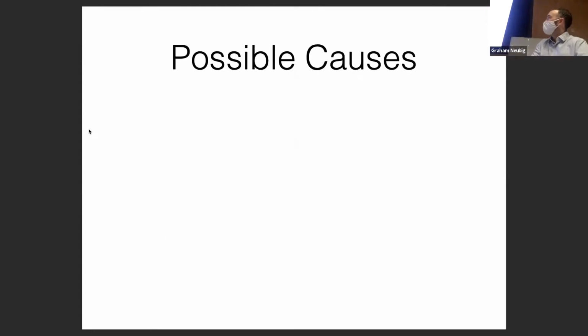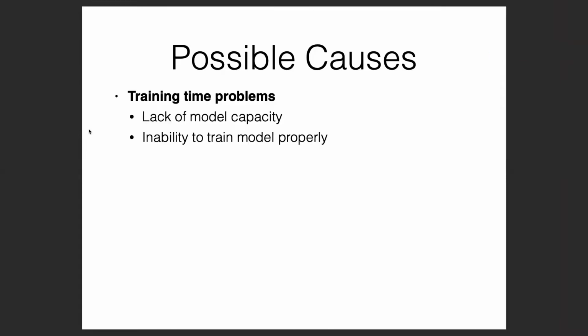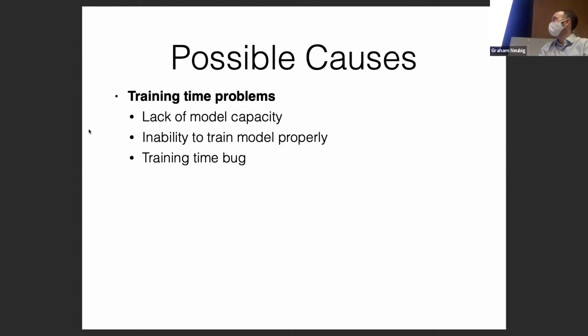Okay, so there's a number of possible causes that something could be going wrong with your NLP experiment. I've divided them into a typology here. The first part of that typology is training time problems. The first issue that you might have is that your model is not strong enough to fit your data in the first place. This could include things like lack of model capacity, inability to train the model properly because you're using the wrong training settings. It could be a bug at training time where you've actually accidentally made a mistake in implementing the model.